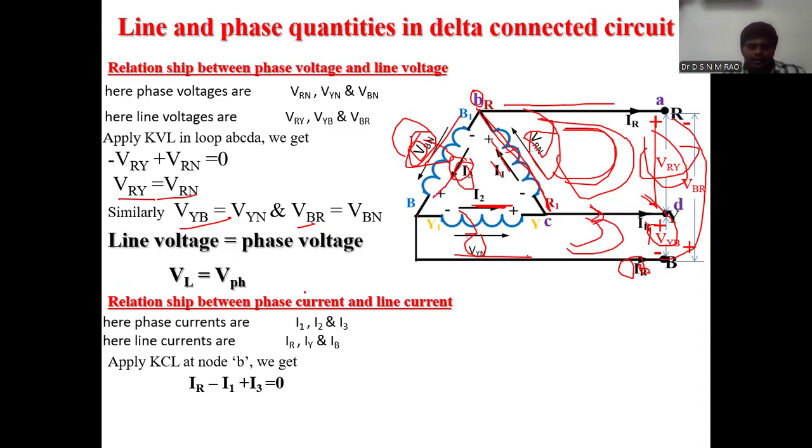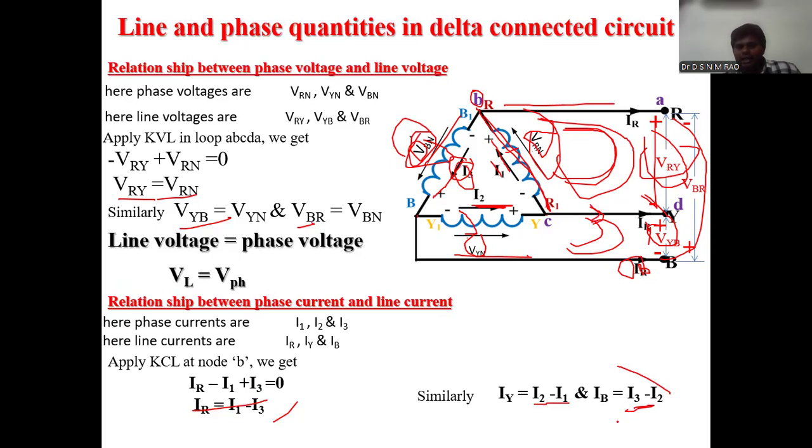So IR equals I1 minus I3, from this equation. Similarly, at point C, IY equals I2 minus I1. Similarly, at point B, IB equals the sum of incoming currents, IB equals the sum of outgoing currents, I3 minus I1. So this is the line current.